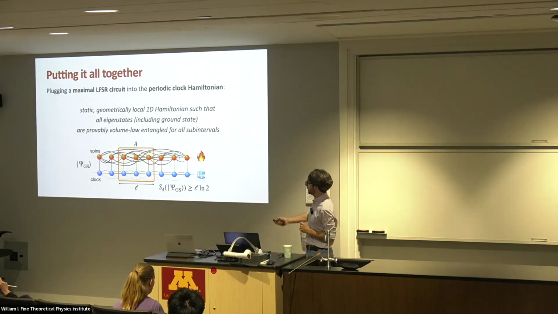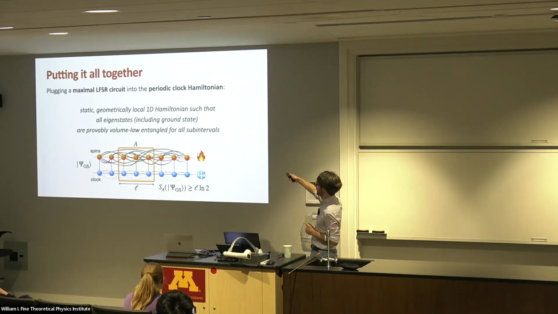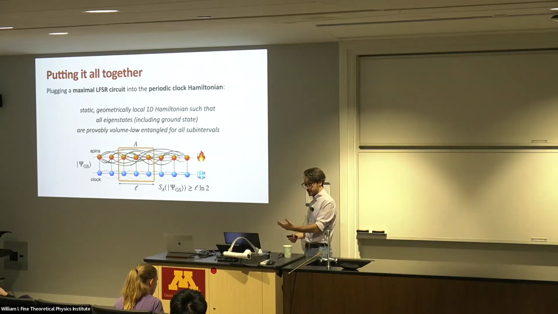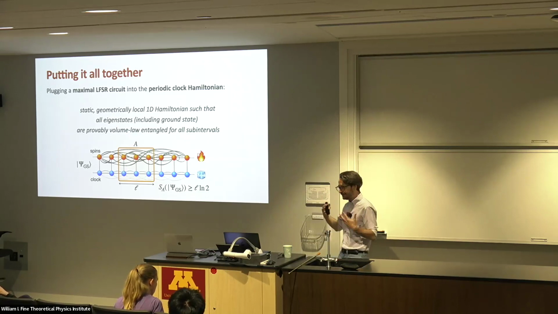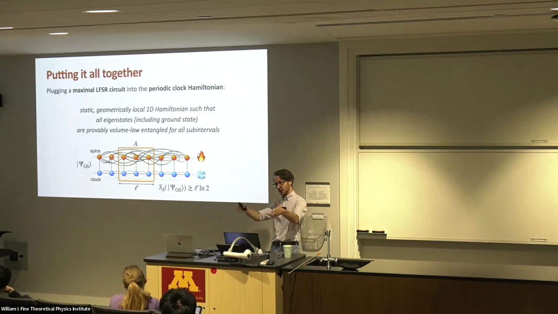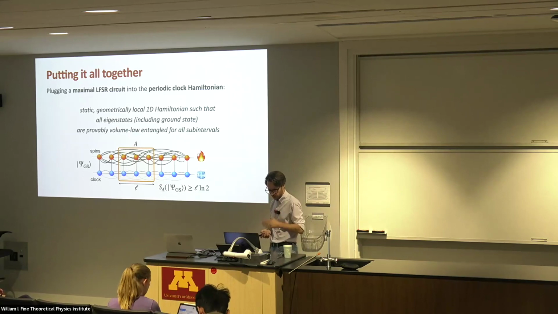So putting it all together, we can take one of these maximal LFSR circuits and plug it into our periodic clock construction, and we get this construction of static, geometrically local 1D Hamiltonians, where all the eigenstates, which means also the ground state, inherit this volume law entanglement for all subintervals of the chain. So they're qualitatively more entangled than rainbows. If you think about a rainbow, you can easily find subsystems that have very low entanglement, and this is not like that. It really picks up this infinite temperature structure from this mapping to Flow K.